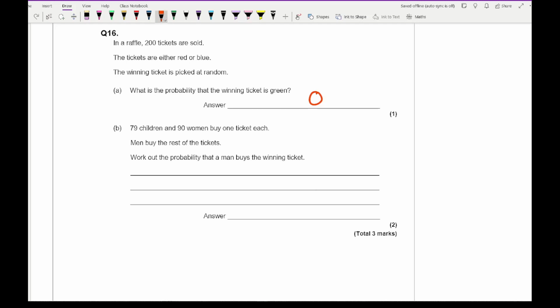Then it says 79 children and 90 women buy 1 ticket each. Men buy the rest of the tickets. Work out the probability that a man buys the winning ticket. So from this we've got to do 200 minus 79 minus 90, which gives me an answer of 31. So there's 31 men. So the probability then is going to be 31 over 200.